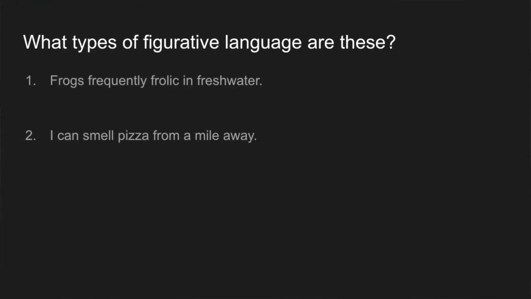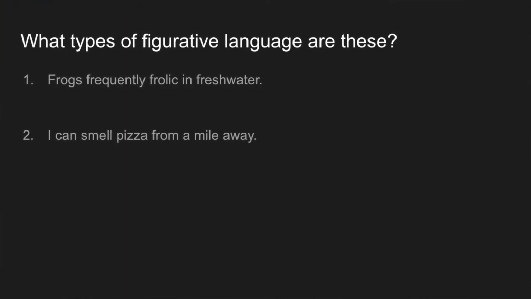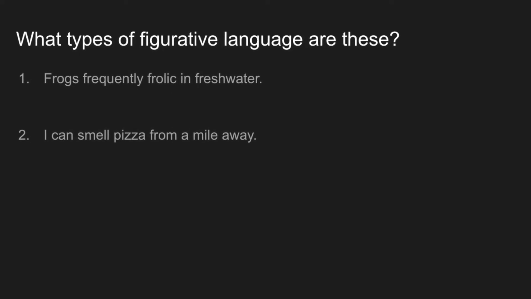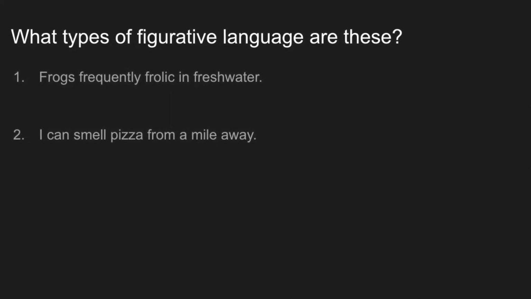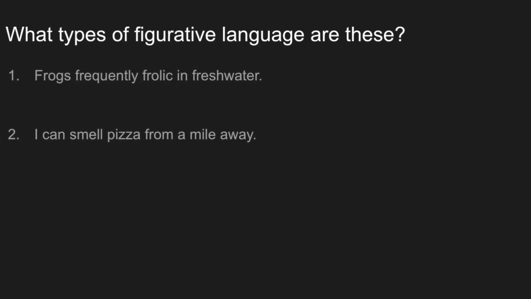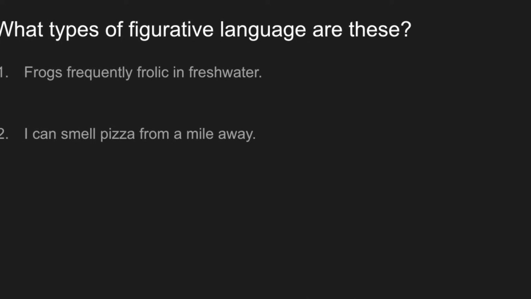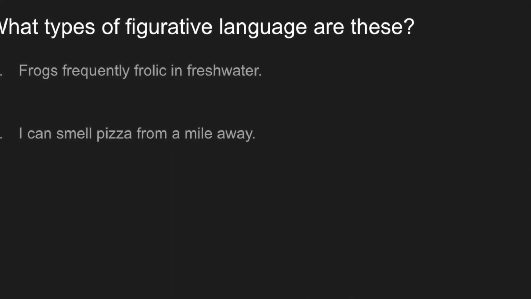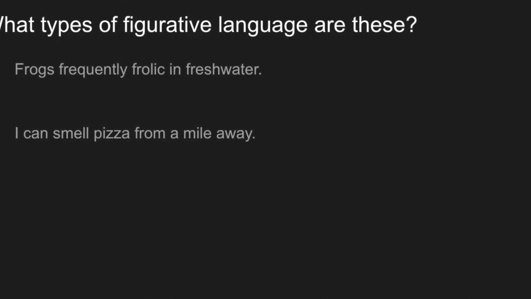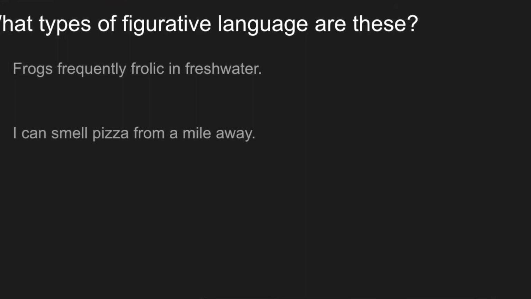So let's look at our examples. Our first example is frogs frequently frolic in fresh water. Can you tell me what type of figurative language this is? And then, I can smell pizza from a mile away. So, our first one is going to be alliteration. And our second one is going to be a hyperbole.